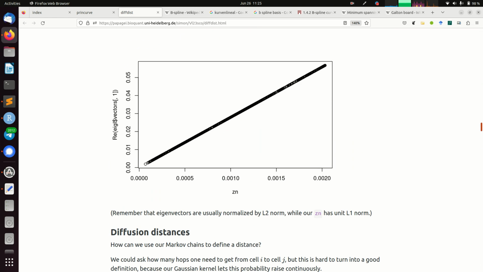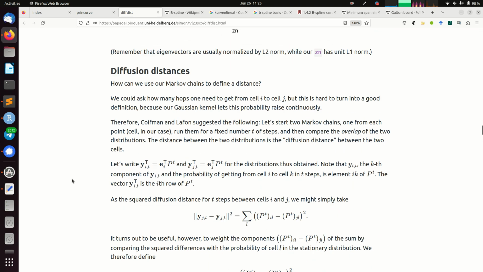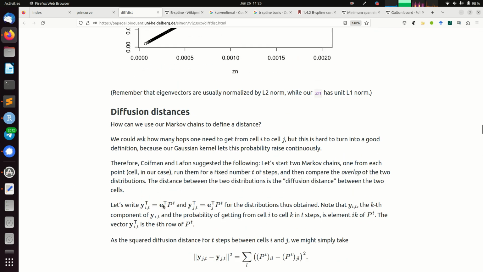Using this, we now define our diffusion distance as follows. We take a cell starting at cell I, so this is again our basis vector with a 1 at I, and run its t steps through the transition matrix, and then we get a probability distribution which I call YIT, which tells us the probability distribution if we start at cell I after t steps. Obviously, because this EIT simply takes out the ith row of a matrix, this vector is simply the ith row of the matrix P to the t power.